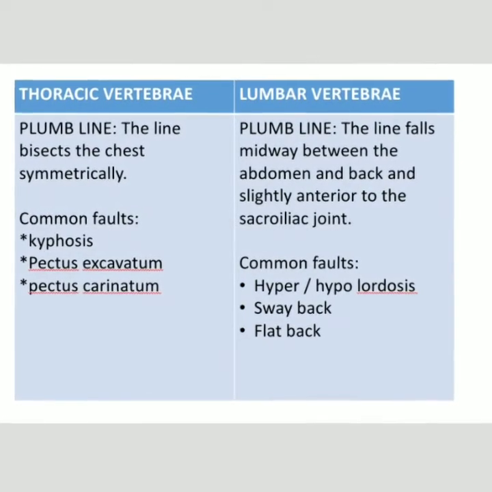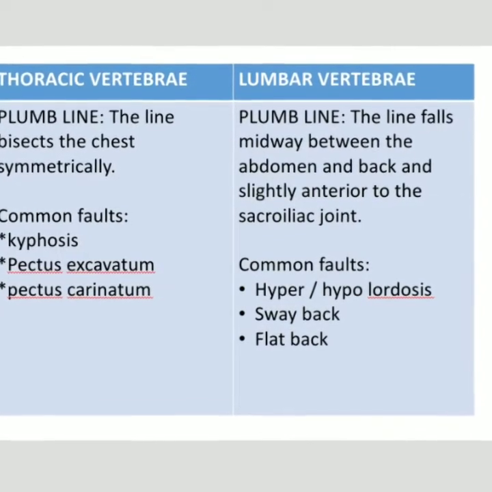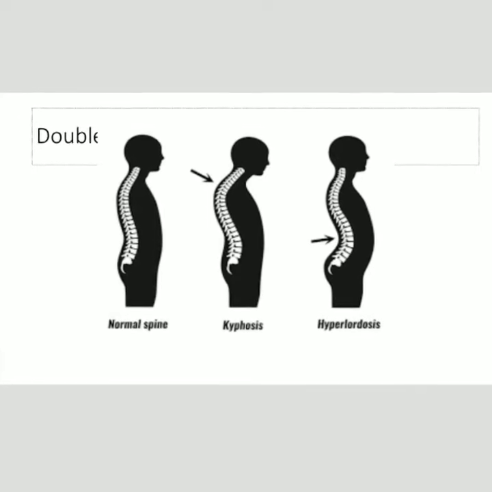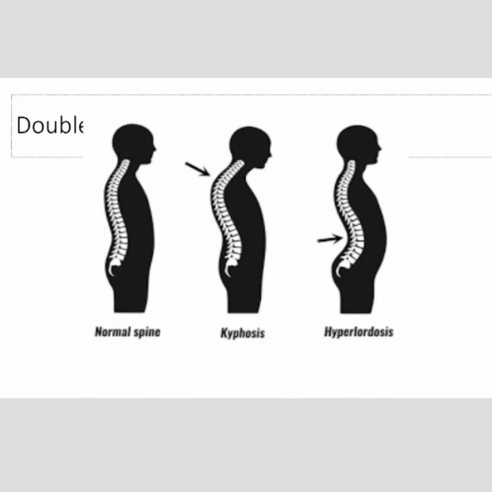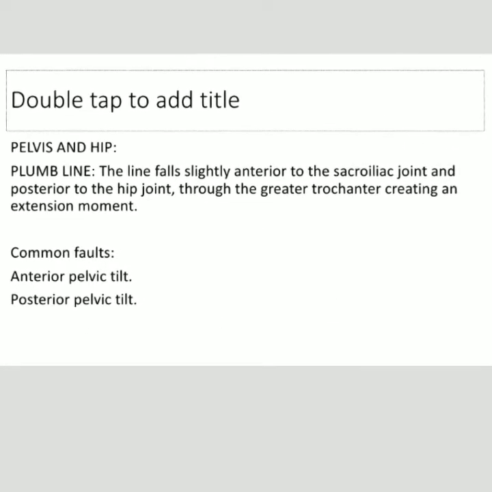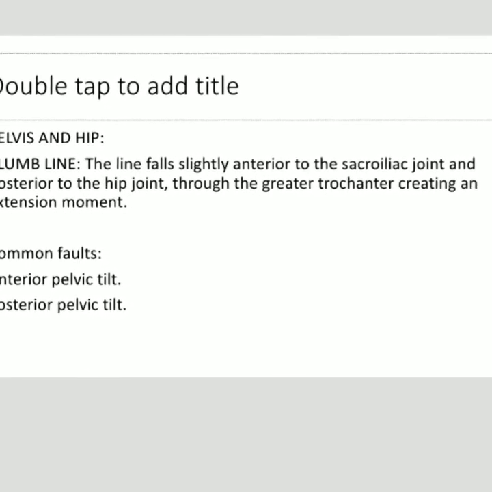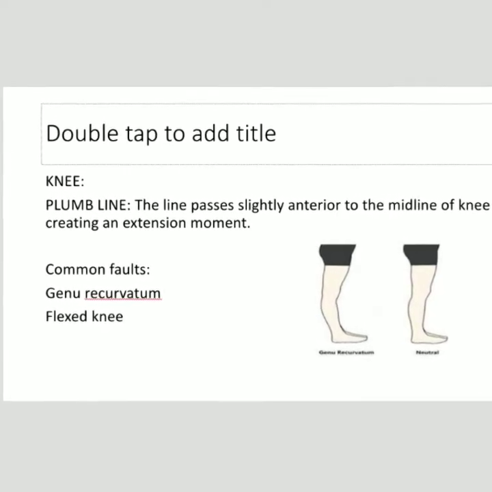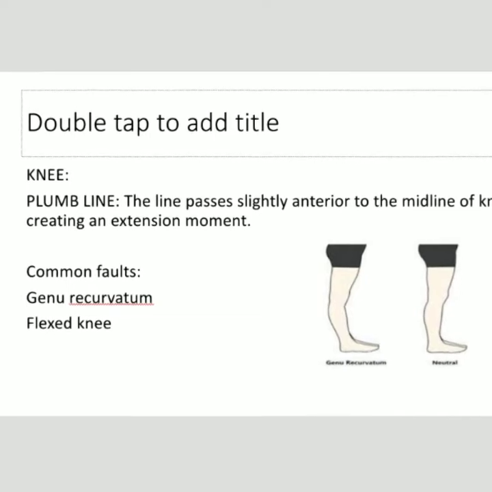In thoracic and lumbar vertebrae, it bisects the chest symmetrically in thoracic, and it falls midway between the abdomen and slightly anterior to the sacroiliac joint in the lumbar. You can see in the picture the normal spine, here is the kyphosis and the hyperlordosis. Then comes the pelvis and hip. Here the line falls anterior to the sacroiliac joint and posterior to the hip through the greater trochanter, creating an extension moment. You can see the faults like anterior pelvic tilt and posterior pelvic tilt.